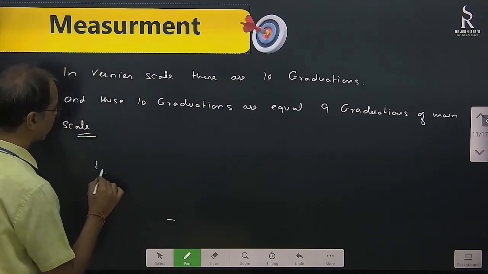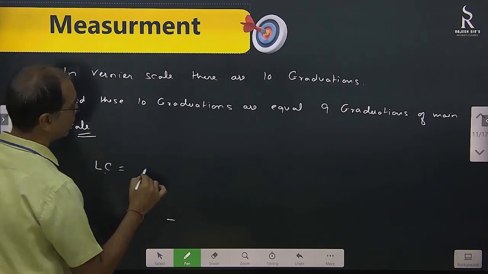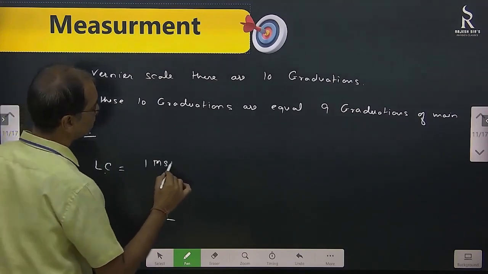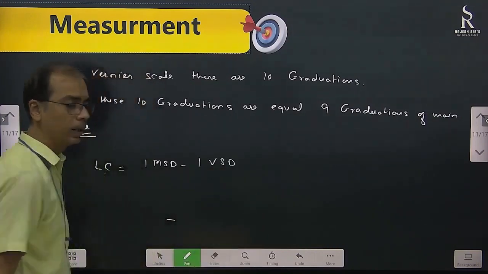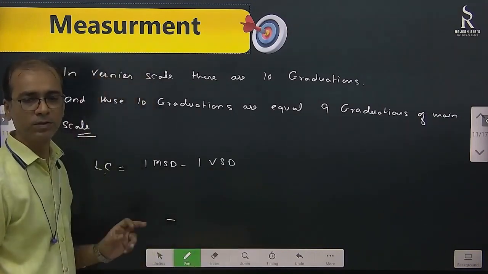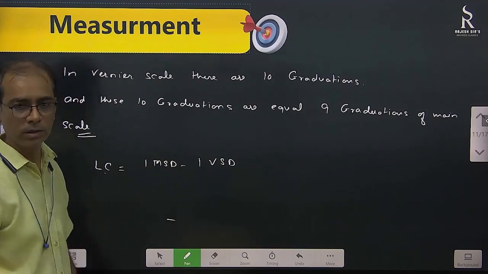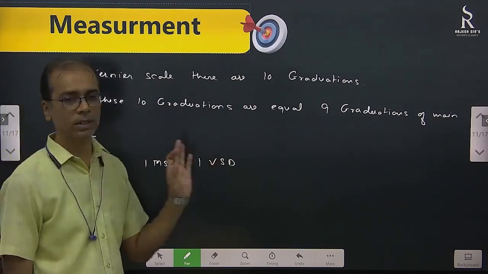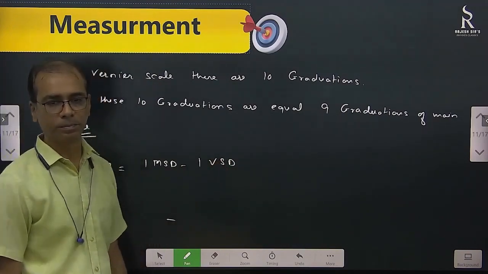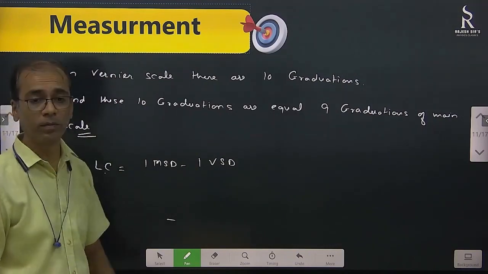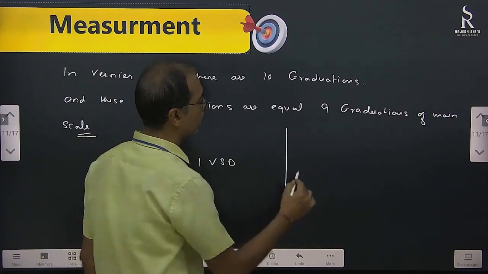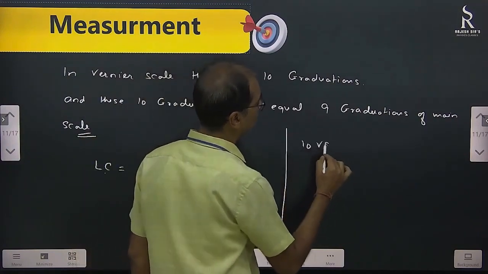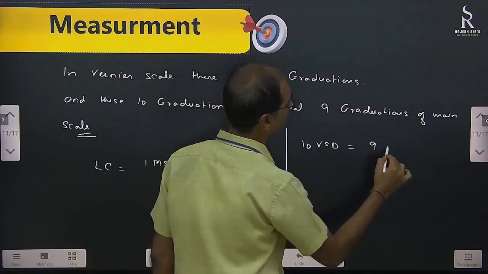Least count is defined as 1 main scale division minus 1 vernier scale division. What is MSD? Main scale division. What is VSD? Vernier scale division. 1 main scale division minus 1 vernier scale division. Now, what is 1 vernier scale division? So we say that 10 vernier scale divisions are equal to 9 main scale divisions.